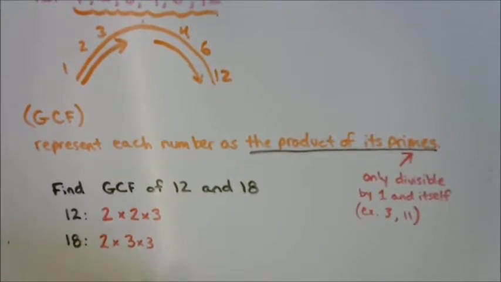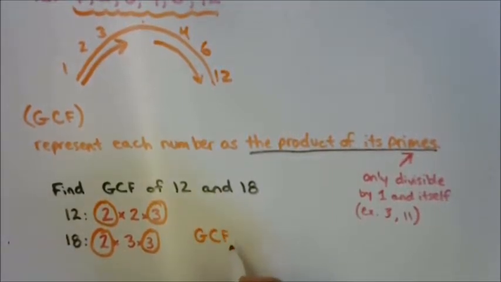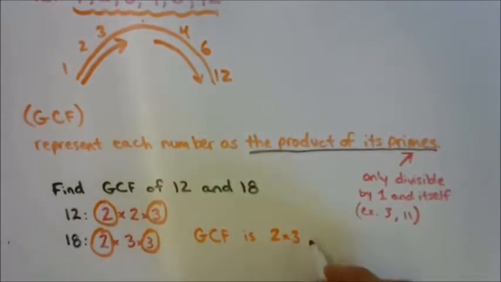Now, we need to look for common factors. Between the list of factors for number 12 and the list of factors for number 18, are there any common factors? Yeah, they have 2 in common, right there and right there. I can't circle both 2's. I'm doing a 1-to-1 match, and they have 3 in common. That means that their greatest common factor is 2 times 3, or 6.